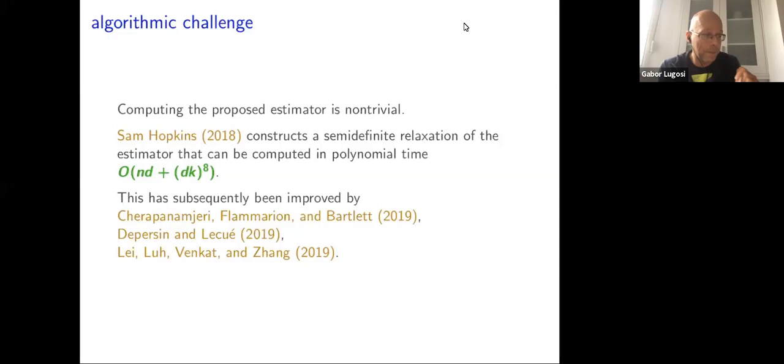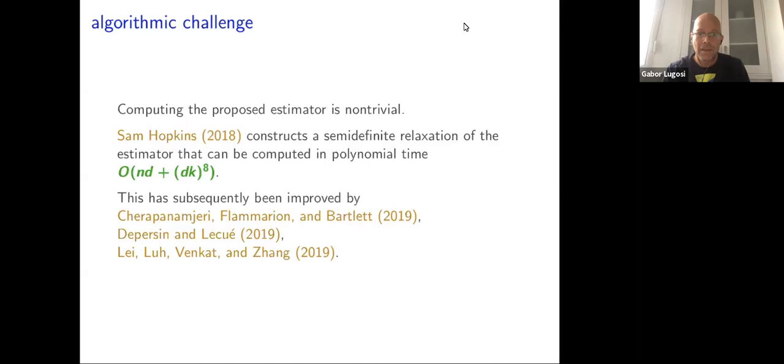And Sam Hopkins wrote a beautiful paper where he basically took our estimator and constructed a semi-definite relaxation of it, and he proved that it can be computed in polynomial time. And it has the same kind of performance guarantees. Since then, there have been several papers that improved on this exponent by all these authors. So now in the theoretical computer science community, there's been a flurry of activity, with beautiful papers on efficient robust estimation.